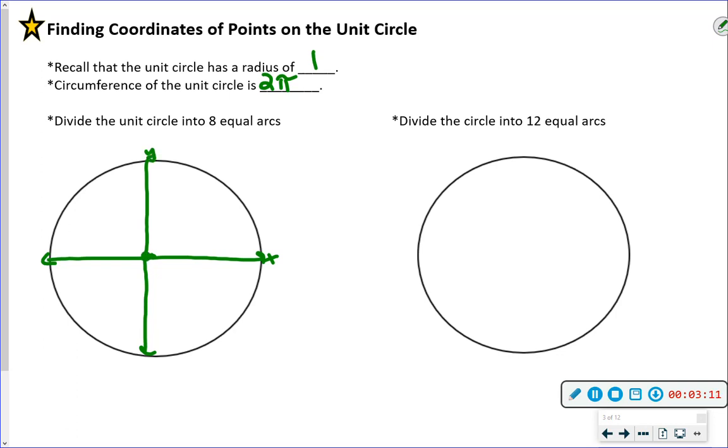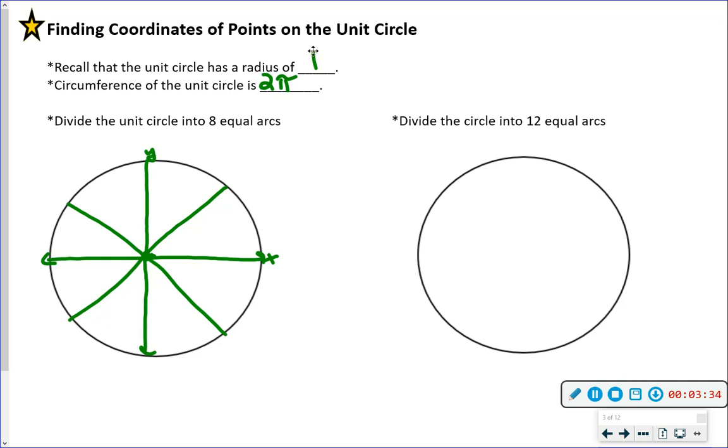Okay. So you can see right now I have 1, 2, 3, 4 arcs. We want 8 arcs. So I'm also going to split up each of these, so I have a total of 8. Now, are they going to be equal? No, you know my drawing skills. Can't be good at everything. All right, so we have 8 equal wedges, 8 equal arcs.